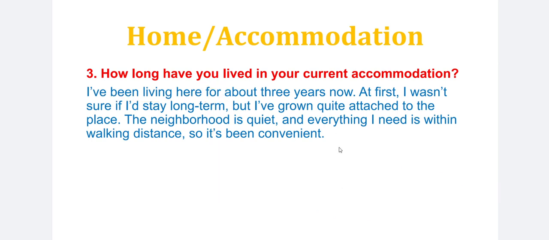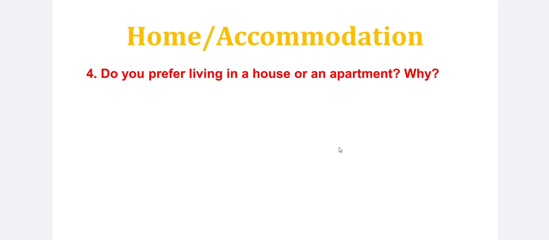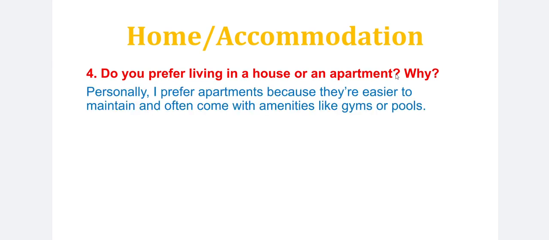Okay, moving forward. Do you prefer living in a house or an apartment? Why? Now, the examiner is asking us to give him or her our preferences, to talk about our likes or dislikes in simple terms. So, do we like to live in a house or do we prefer to live in an apartment? Whatever your preference is, you can talk about that. You can pick one and then talk about that. Let's see the answer first.